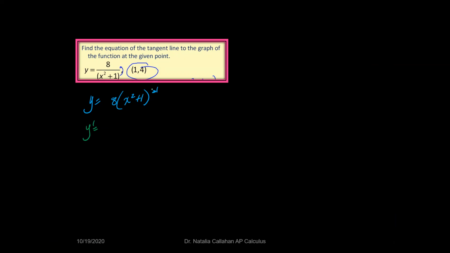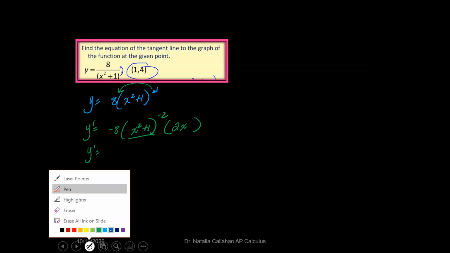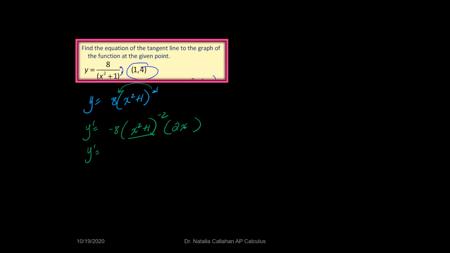So y prime equals, bring that -1 down, -8 times (x squared plus 1) to the -2nd power times the chain of what's inside the parentheses. The derivative of x squared plus 1 is simply 2x. I want to simplify this a little more, so I have -8 times 2, so -16x. Bring down that -2 to the denominator, (x squared plus 1) squared. And that right here is going to be your slope as well.